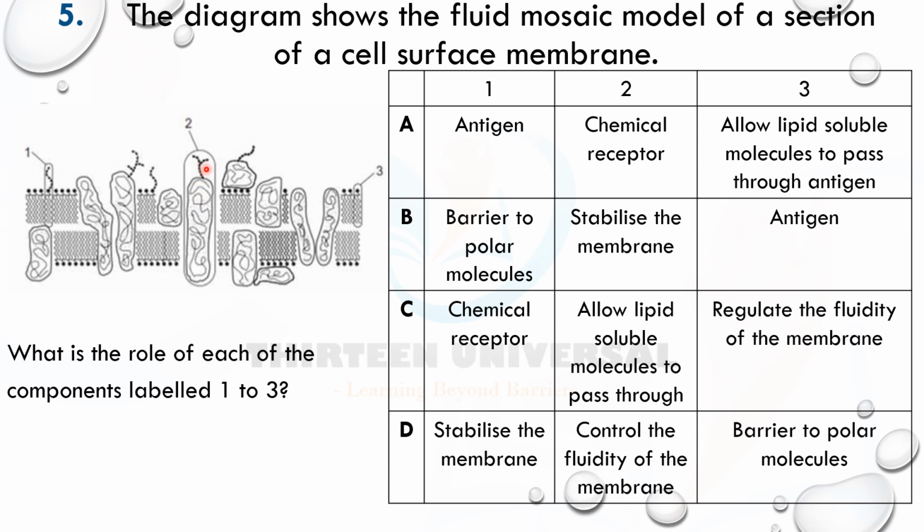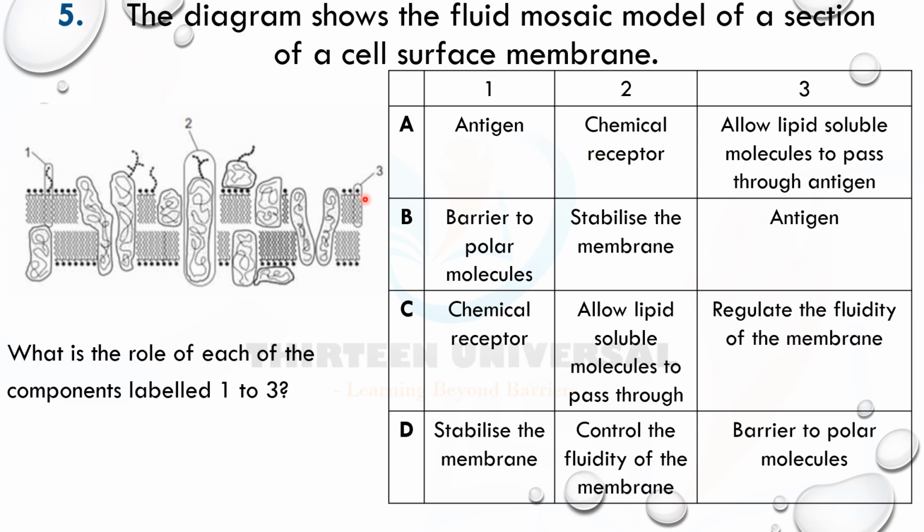Glycoprotein has three functions. Number 1, it acts as antigen for cell recognition. Number 2, glycoproteins are involved in cell signaling. And number 3, it helps in cell adhesion. So chemical receptors for cell signaling. Okay, and D, this controls fluidity. Now that makes D wrong. It doesn't control fluidity of the membrane. What controls fluidity of the membrane is phospholipid bilayer, can you see that? And cholesterol. So that makes A most likely the answer.